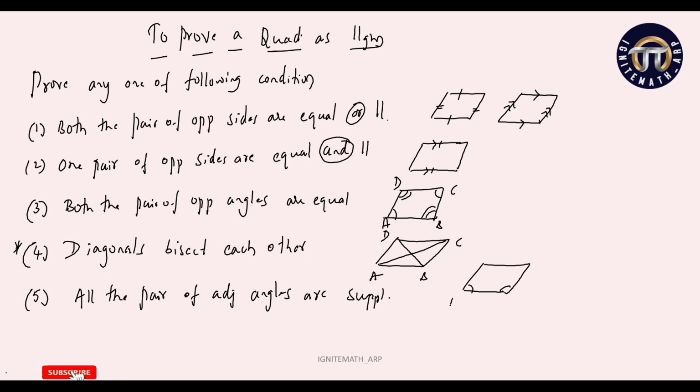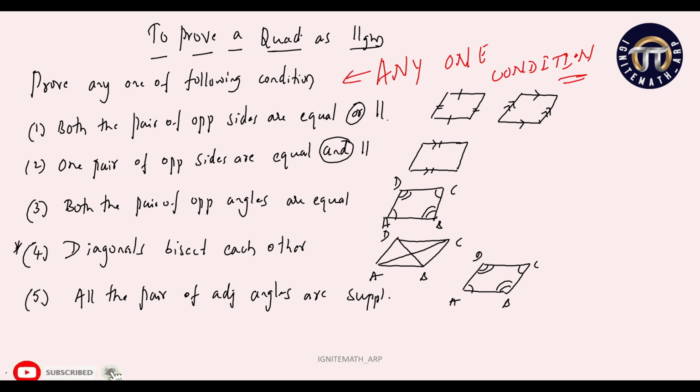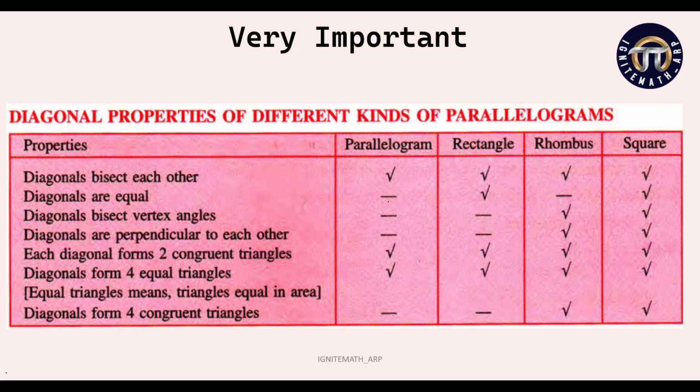So angle A plus angle B is equal to 180, or B plus C is equal to 180 degrees, C plus D equal to 180 degrees, D plus A equal to 180 degrees. You are supposed to prove any one condition, not all the conditions. Any one condition out of these 5 conditions you are proving, then we can say the quadrilateral is nothing but a parallelogram. Once you have proved it is a parallelogram, how do you prove it's a square, rectangle or rhombus?